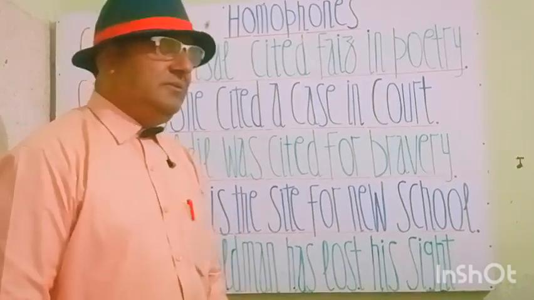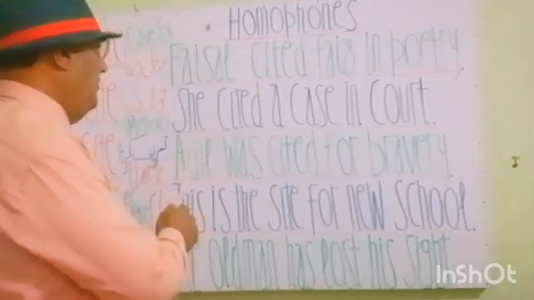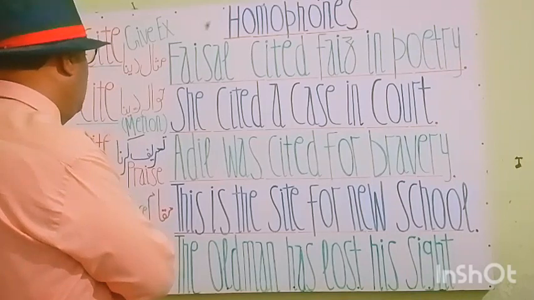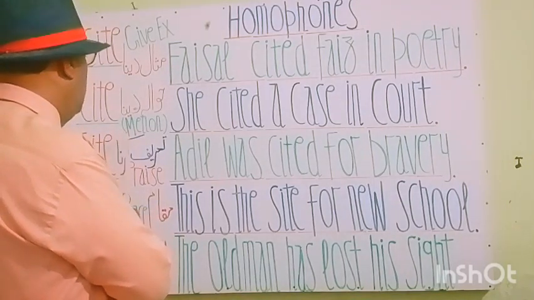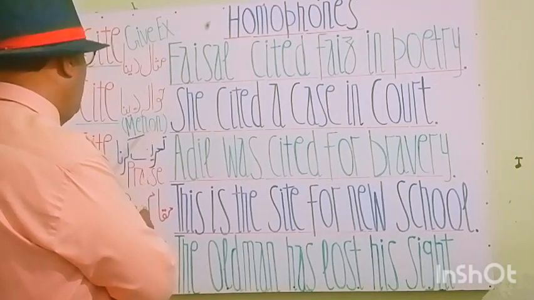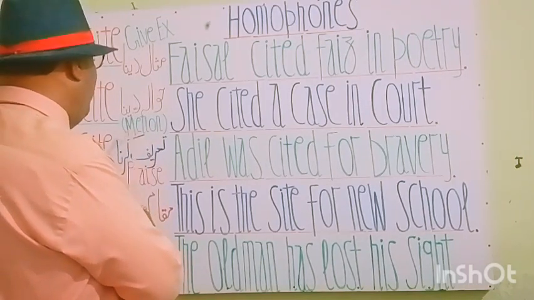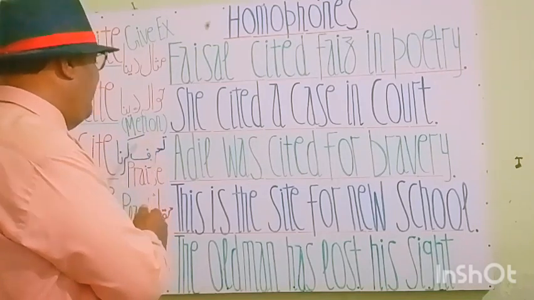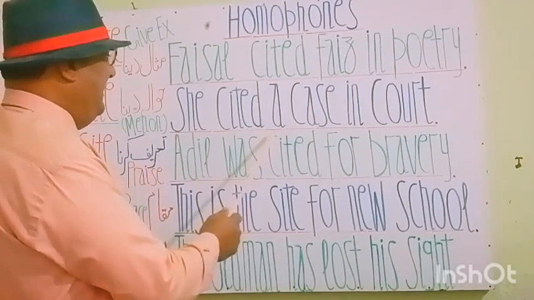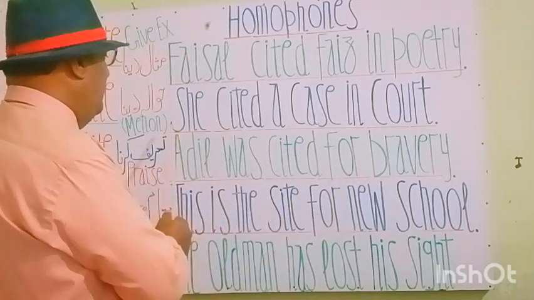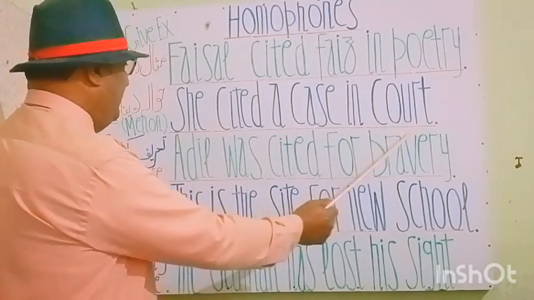Let's see the next homophone. Next homophone you see, my students, is cite. Again C-I-T-E. This is also a verb. Cite means mention, to refer. Refer or mention, zikr karna. The sentence is: She cited a case in court.